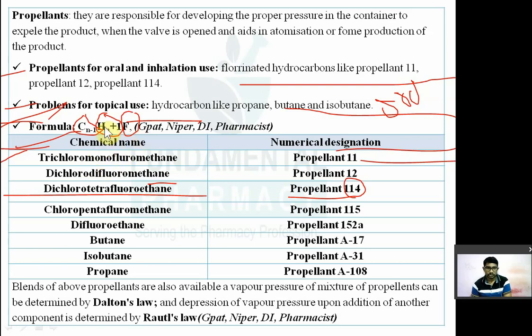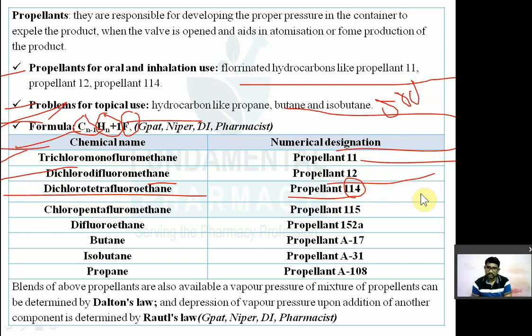Okay, 0 है उसमें, 0 plus 1 is 1. तो ये सेकंड वन. फ्लोरीन कितना है 1. That's why this trichloromonofluoro is known as a propellant 11. So likewise, difluoromethane is known as a propellant 12.